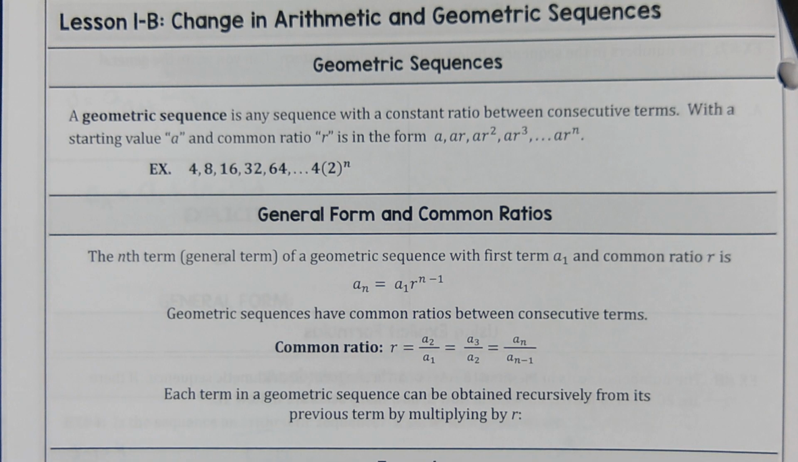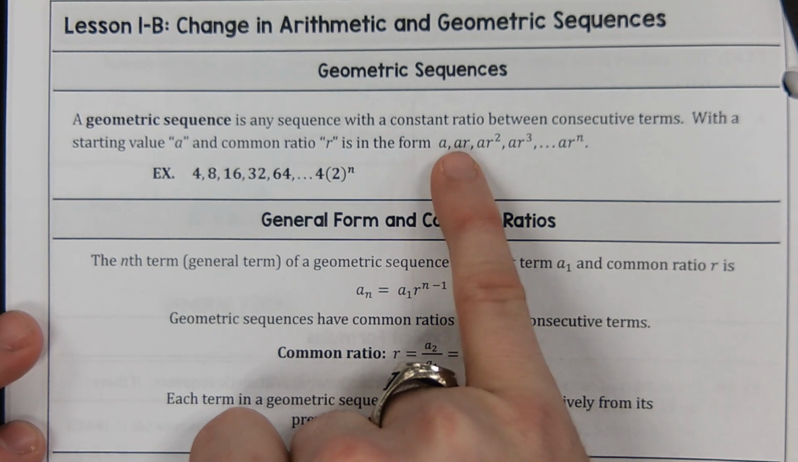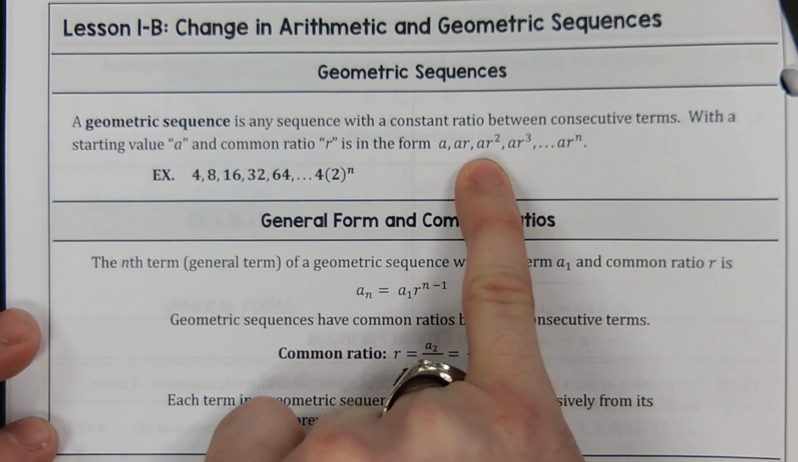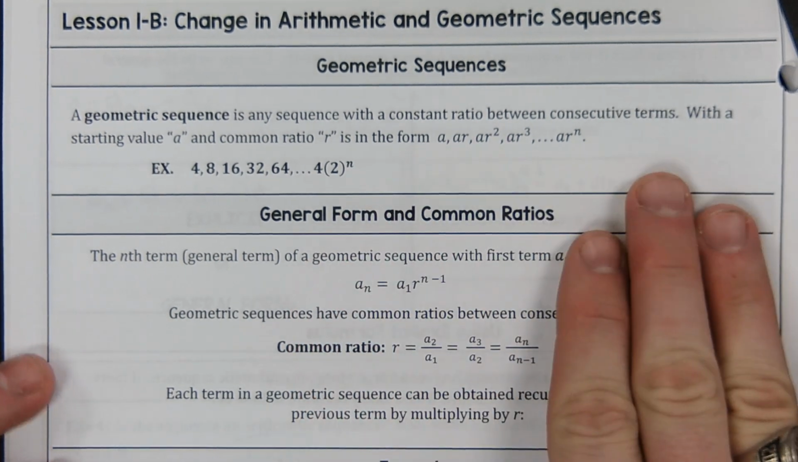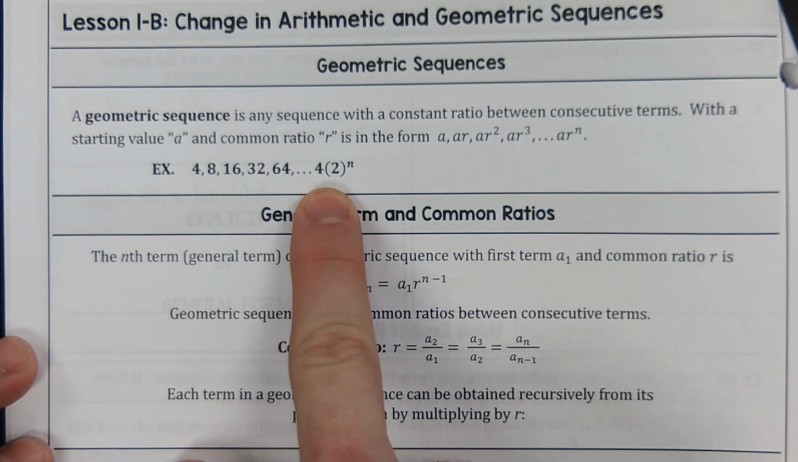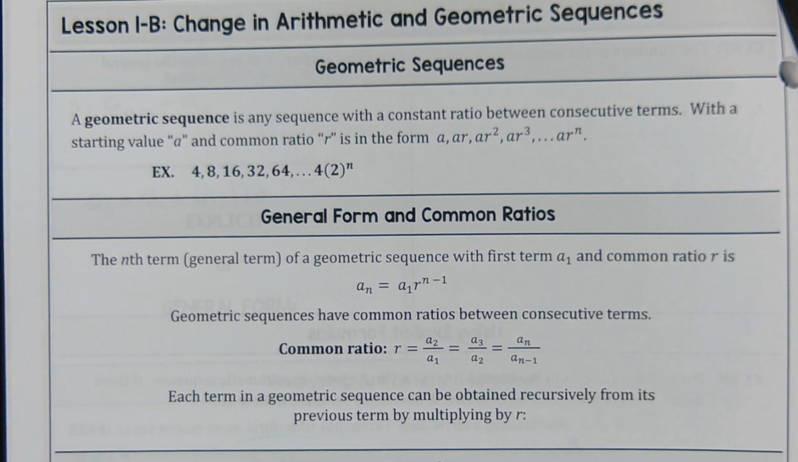I like to start things with a sub 1, so this would be a1 times the ratio, a1 times the ratio squared, so on and so forth. But for now, we're just going to leave them as a's. Here's an example: 4, 8, 16, 32, and so on. We are doubling each time. That means multiplying by 2 each time.